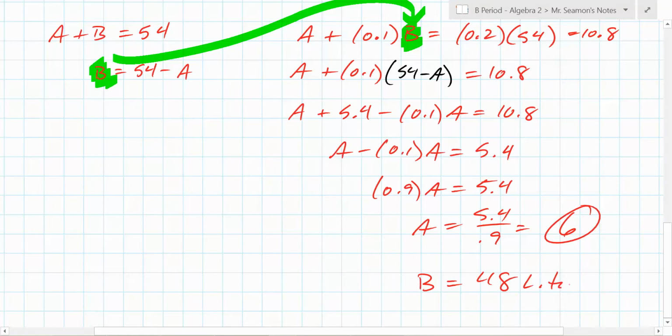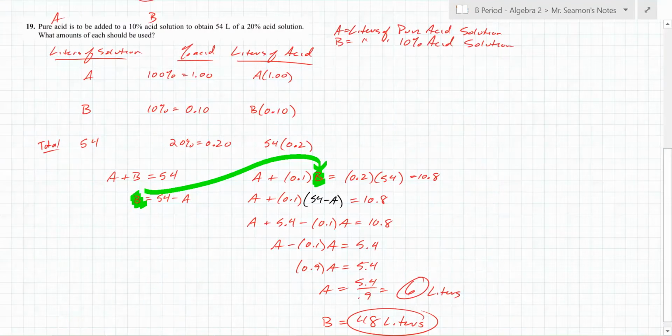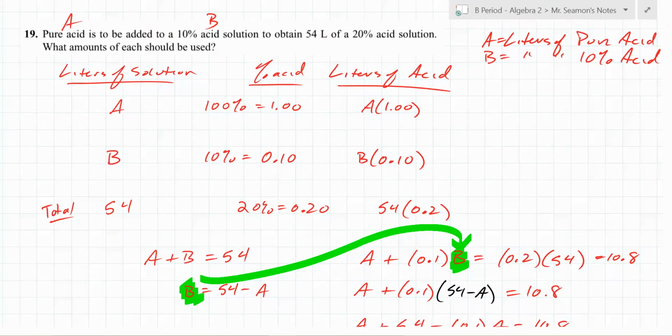So that's 6 liters and 48 liters. There you go. Now, do you expect there to be a lot more of the 10% solution? Yes. A is 100%, B is the 10%, right? And we're trying to make a 20%. Is 20% closer to 10 or 100? It's a lot closer to 10. So you expect there to be a lot more of the lower percentage.